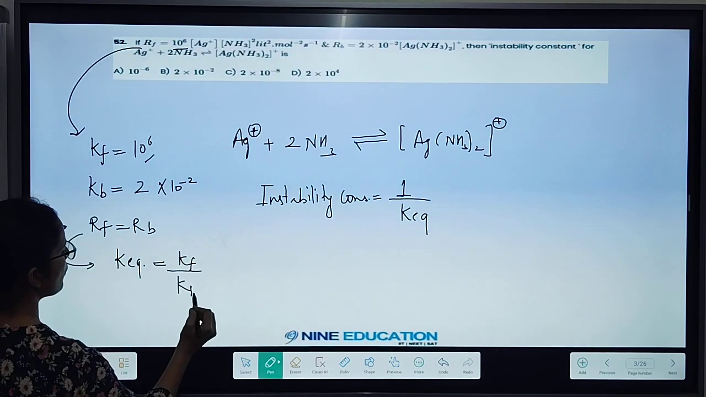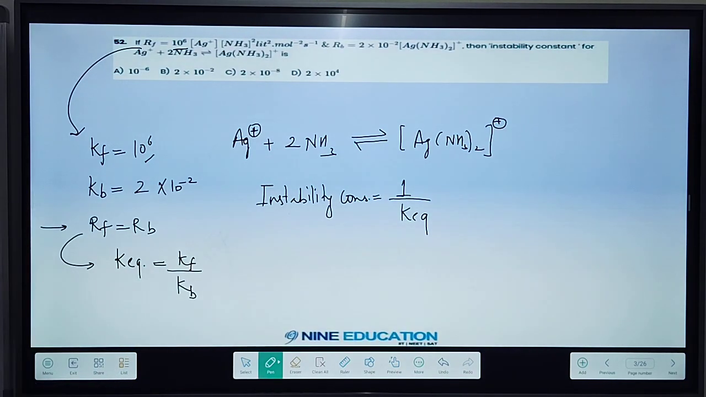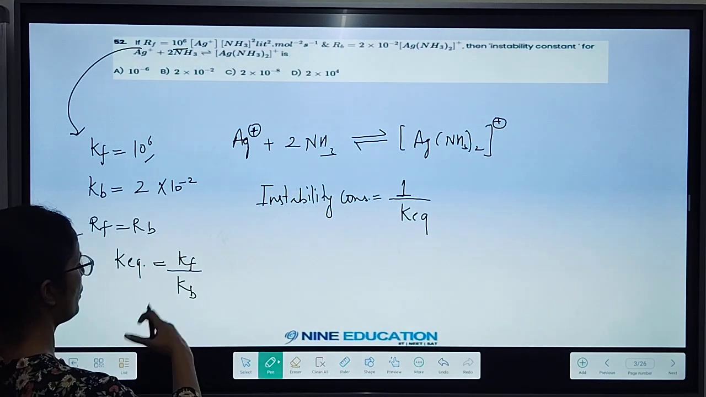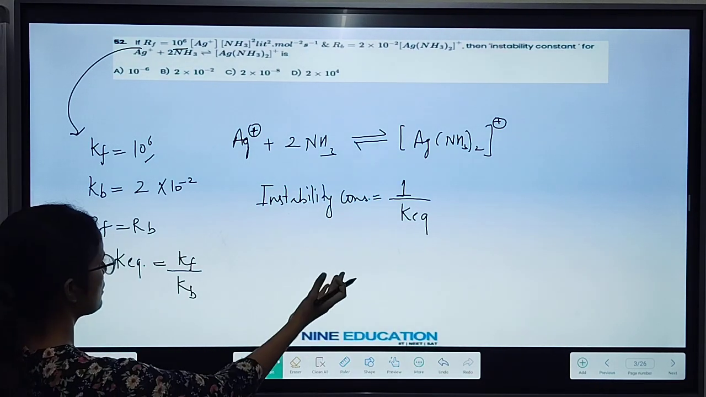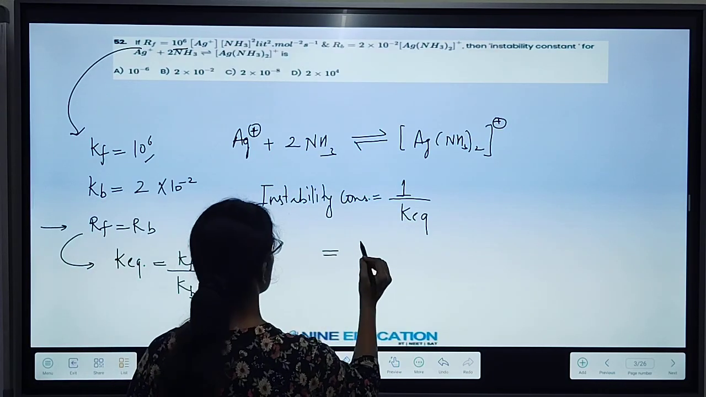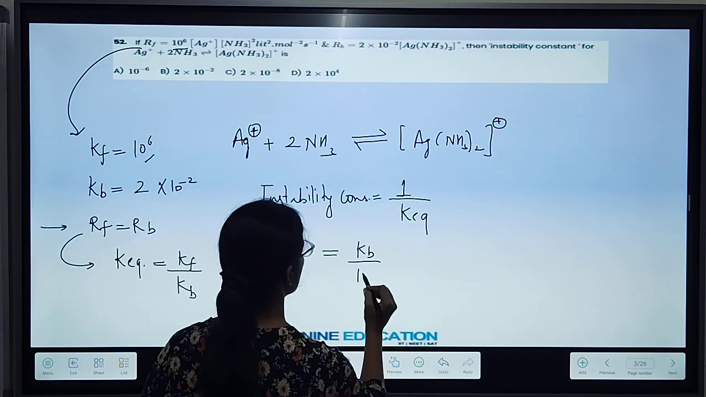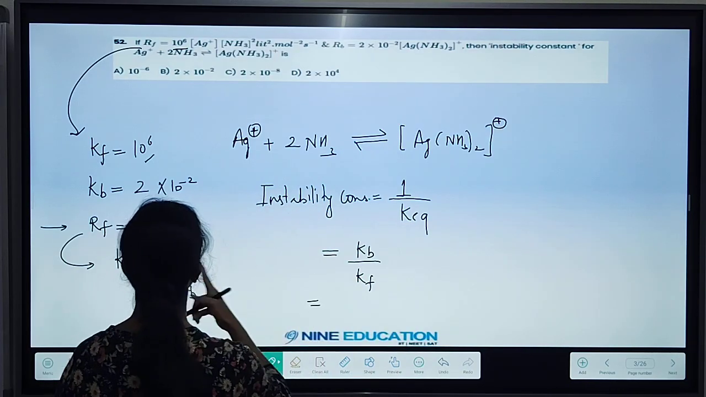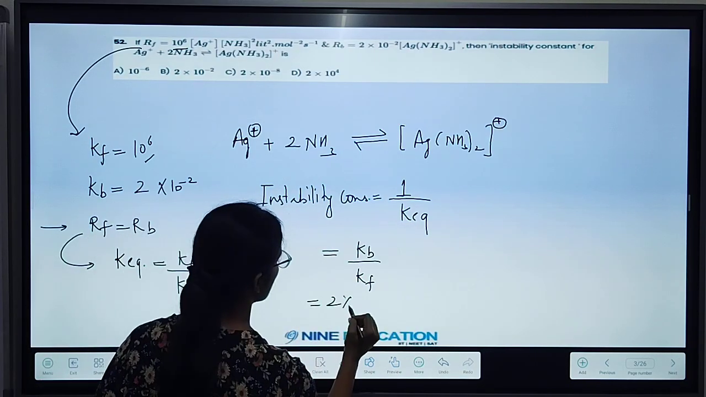K forward divided by what? Divided by K backward. And now we are not looking for K equilibrium. What we can do, just substitute this thing over there, and we'll be getting what? Instability constant will be coming Kb divided by what? Kb divided by Kf.